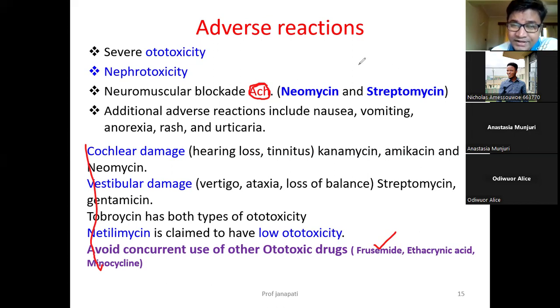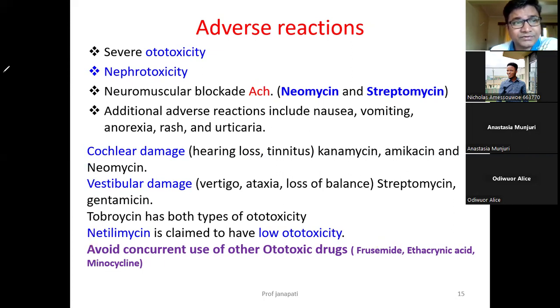These drugs can also interact with calcium, causing a complex. Now, adverse effects as usual: nausea, vomiting, anorexia, rash, and urticaria are the other important side effects. So this is about streptomycin.